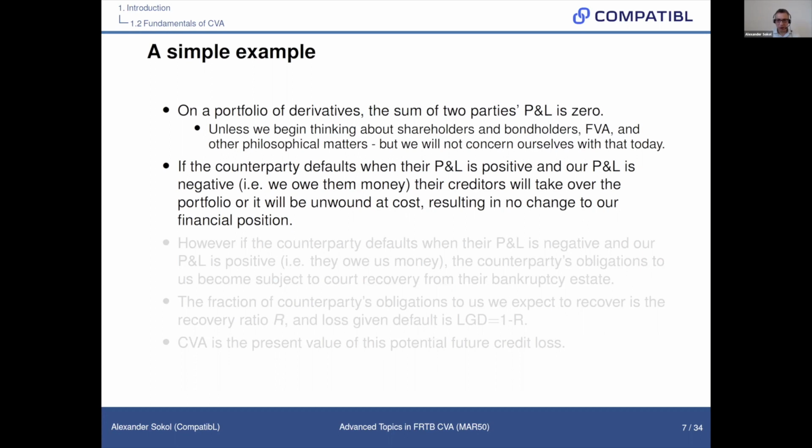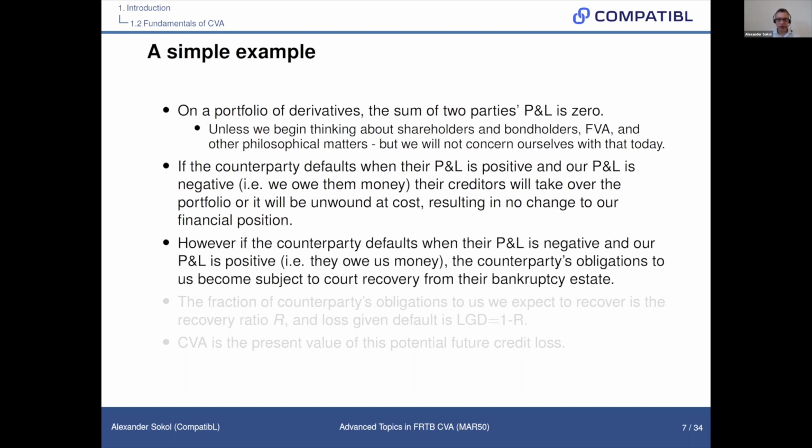When the counterparty defaults when their P&L is positive and our P&L is negative, so when they're up and we're down, we owe them money. The creditors will take over the portfolio, or it will be unwound at cost, depending on what kind of bankruptcy they enter, resulting in no change to our financial position. If the counterparty defaults when their P&L is negative and our P&L is positive, so they owe us money, then we just become one of the creditors to the counterparty. From the point of view of the bankruptcy estate, we're lining up right there together with people who lend the money, who bought the bonds and so forth. So the seniority of derivatives is similar to other debt holders, the other creditors.